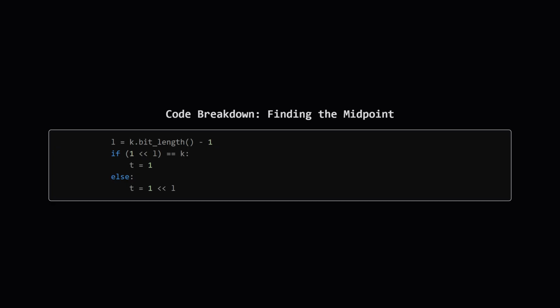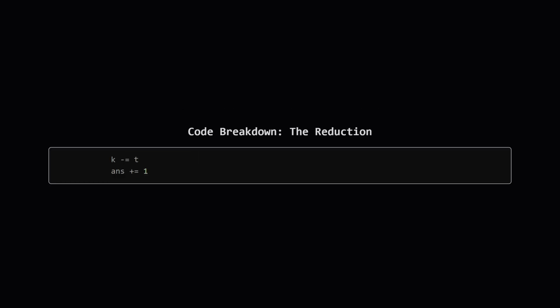Inside the loop, this is how we find the midpoint of our conceptual string. This bit of code, with bit_length, is a clever trick to find the largest power of 2 that's less than or equal to our current k. This power of 2, which we call t, represents the length of the first half of the string. There's a small special case for when k itself is a power of 2, but the main idea is to find that halfway mark.